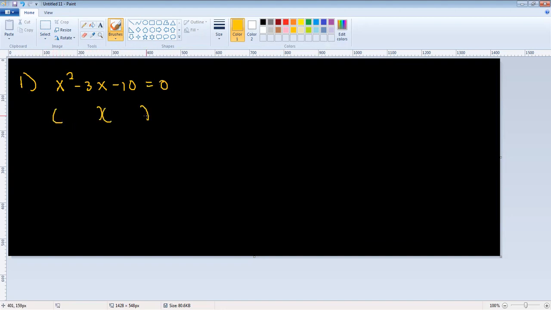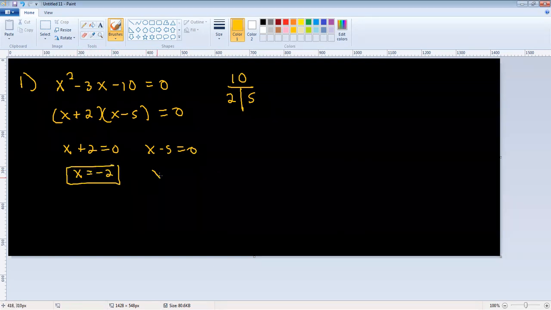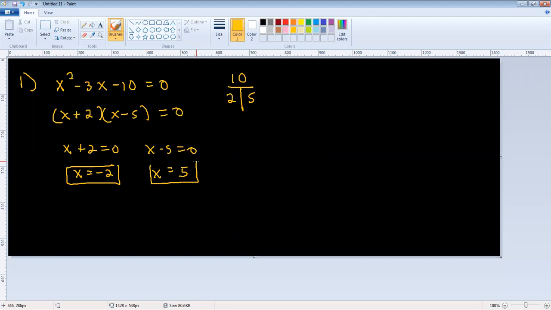So let's look here at this. How do we factor this? Take 10, okay. And then what two numbers make 10? Well, 2 and 5. What are the signs going to be? Well, if this is negative, then the bigger number needs to be negative, because negative 5 plus 2 is equal to 3. So you set both of these equal to 0 right here. So we have negative 2, and we have 5. That's it. That's how we factor that.